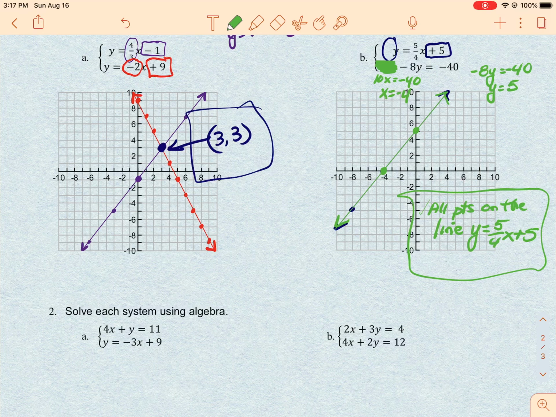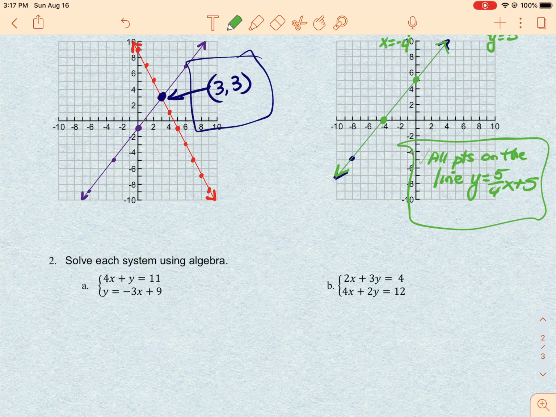It also means if we were saying how many solutions there are, it would be infinitely many solutions. So that's something that comes up too. When it's the exact same line, you have infinitely many solutions, but that means it's the same line.